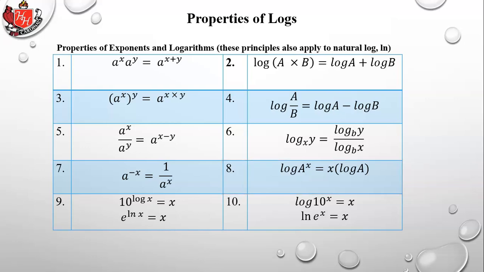And the last are the inverse properties here. So 10 raised to the log of x equals x. e raised to the natural log of x equals x. So they inverse each other. And over here, same thing. Log of 10 raised to the x equals x. And natural log of e to the x is x. So they inverse each other as well.